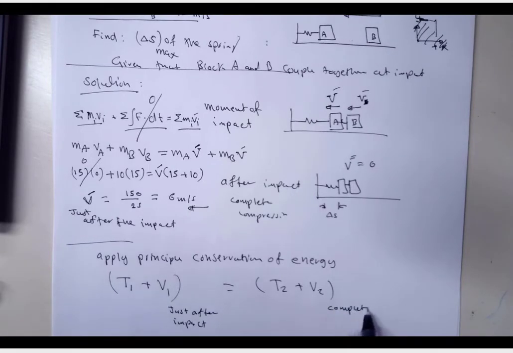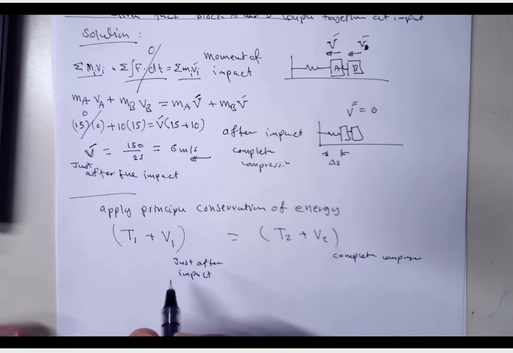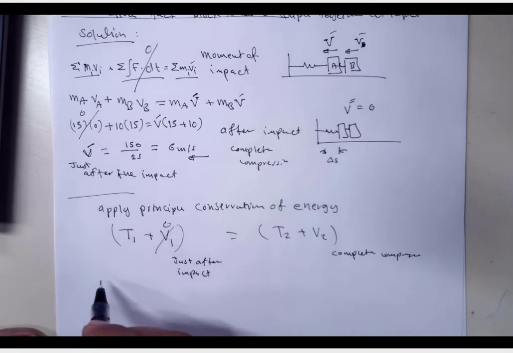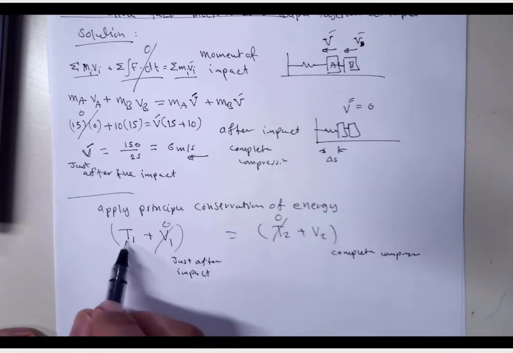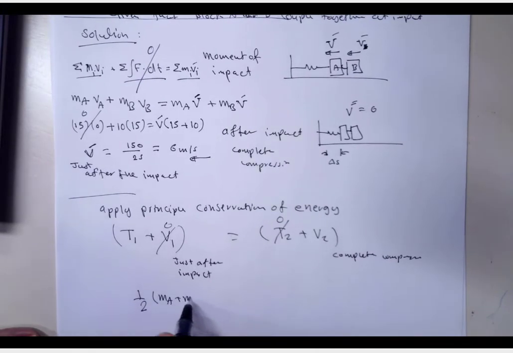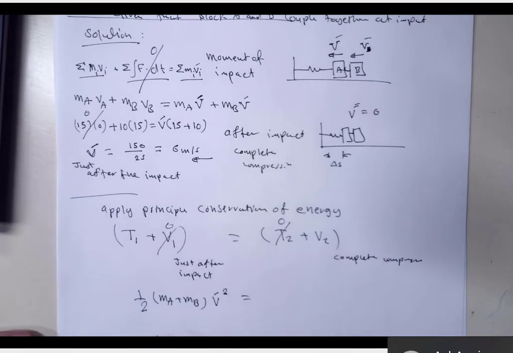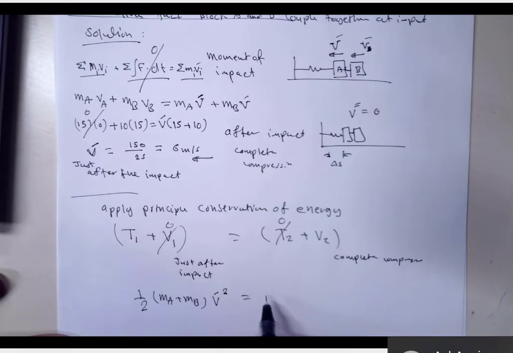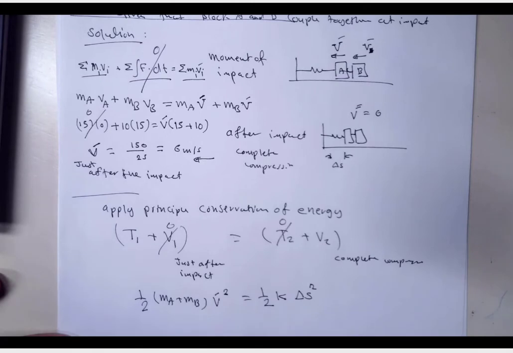at complete compression of the spring. Now the spring just after the impact is uncompressed, so this is 0. The kinetic energy at complete compression, the total velocity is 0, so this is 0. So what we're left with is the kinetic energy of the system, because they are moving together, so they have a total mass, with their velocity just after the impact squared, equal to the complete energy due to the spring, which is half k delta S squared.